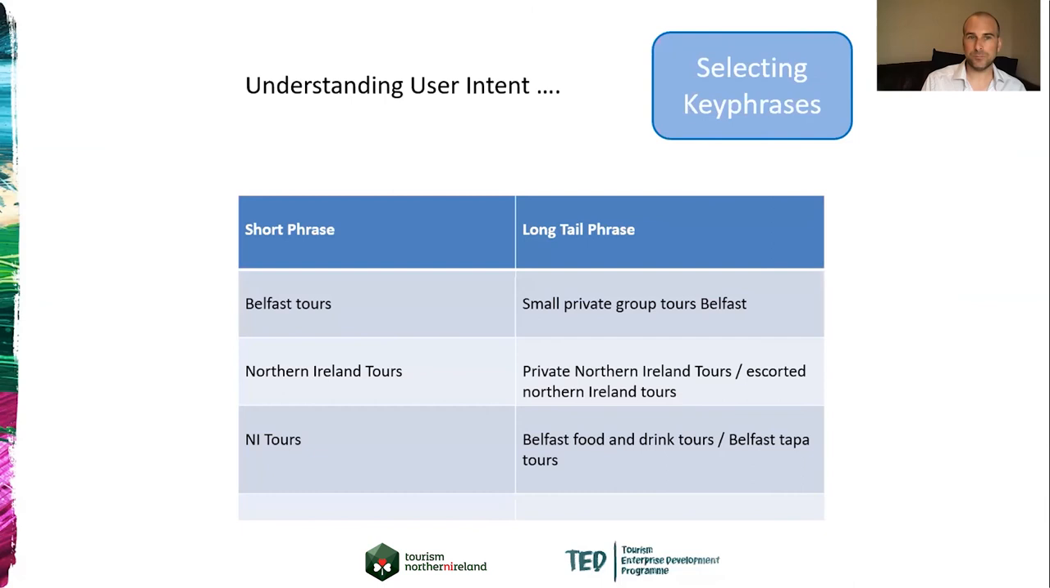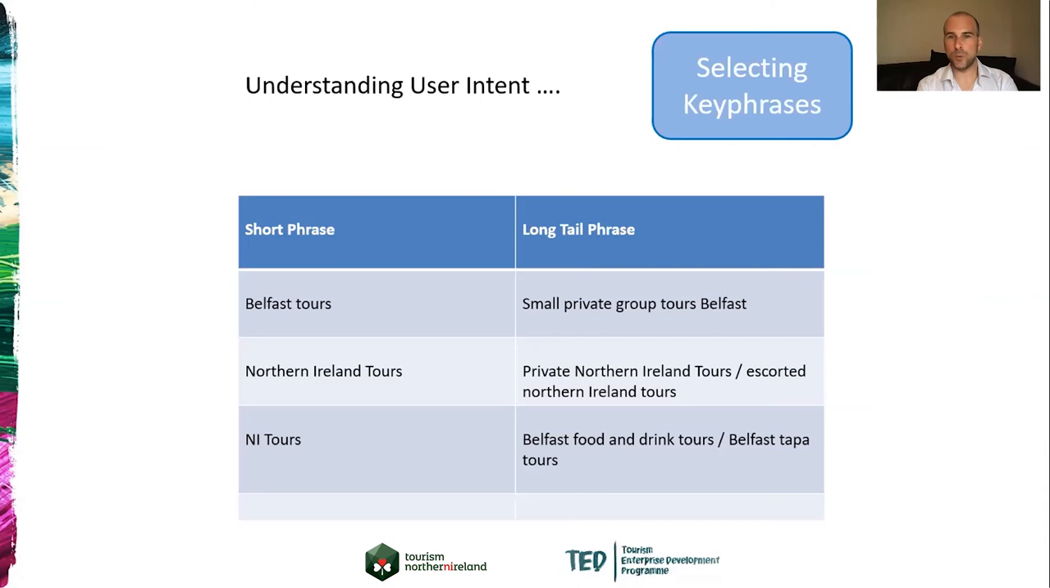So selecting key phrases, for instance, one of the short phrases might be Belfast tours that we looked at earlier, but that actually might be quite hard to rank for because there's a lot of different businesses that already rank very highly for that. And some of them are big businesses or Visit Belfast, and you will find it hard to rank highly for that particular key phrase.